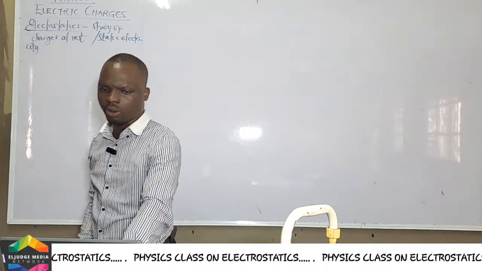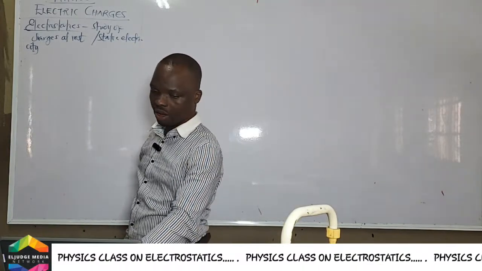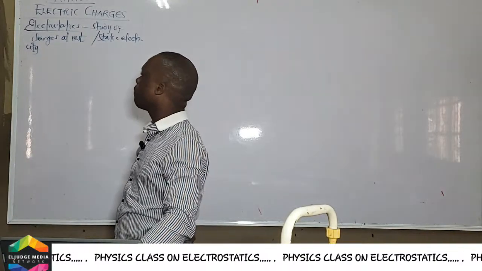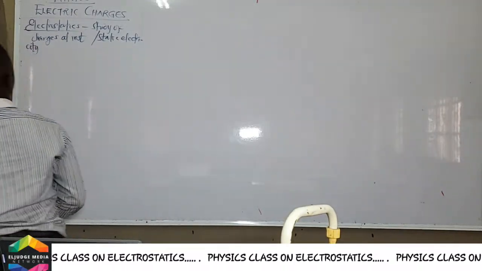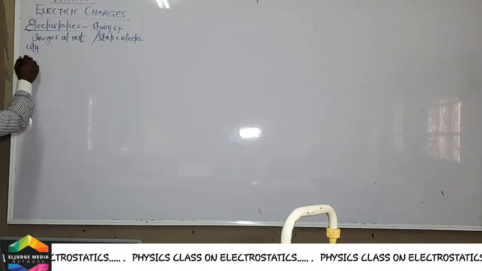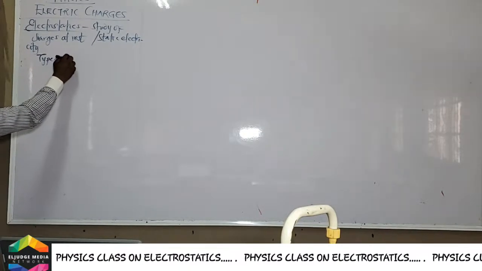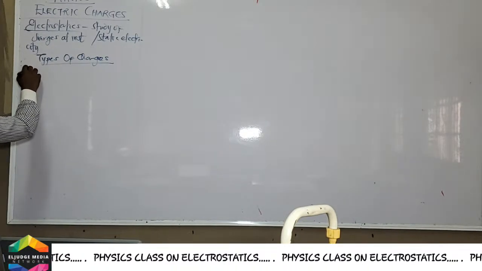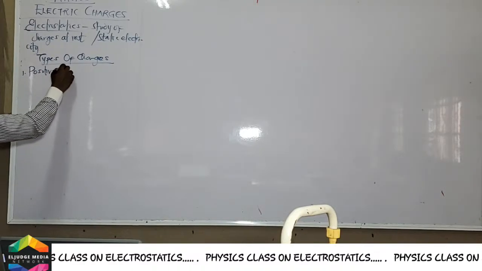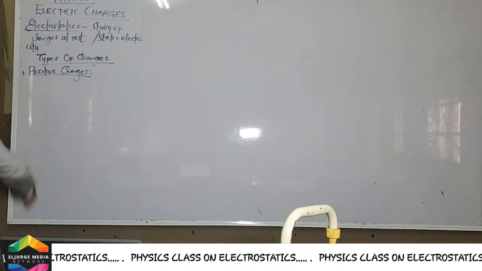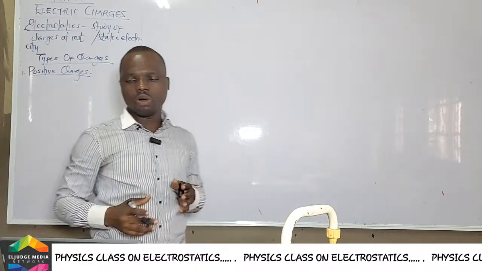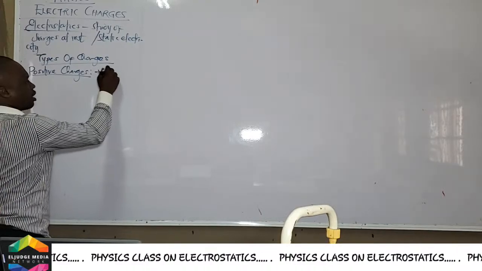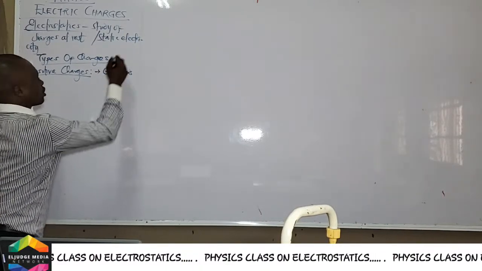Now under static electricity, we have to understand that there are two types of electric charges. So we are studying electric charges. The first type, we have the positive charges. When you want to get the positive charge, you rub a glass rod. So you get this using the glass rod on silk.